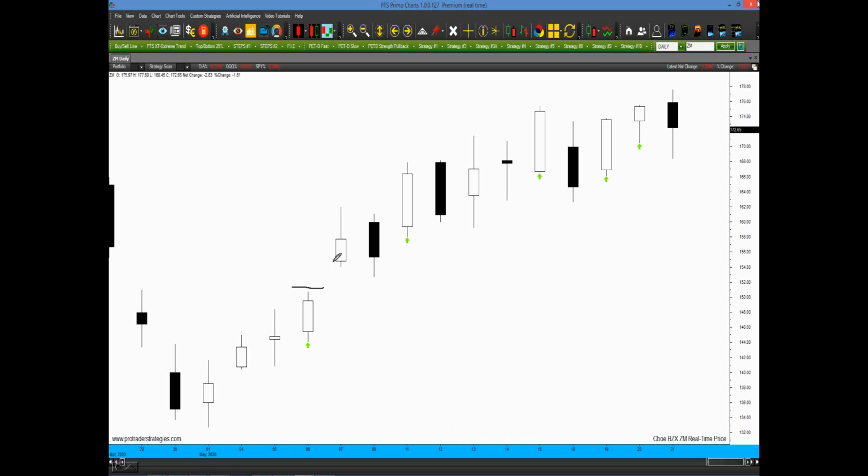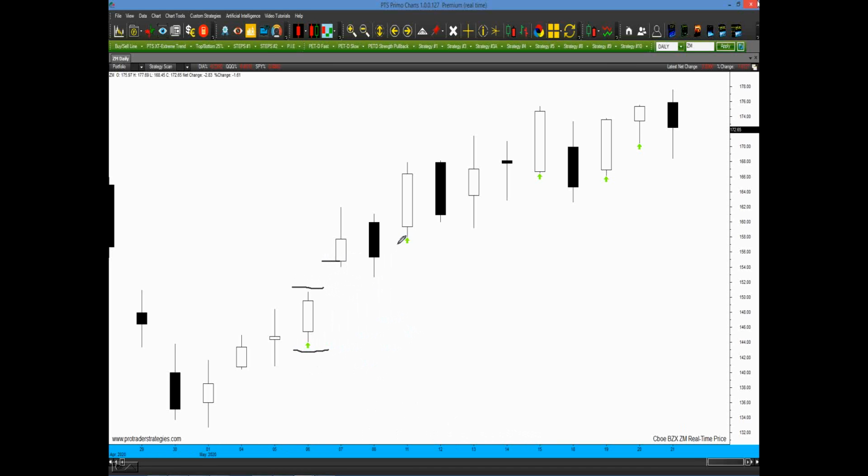Now we opened right here. So if you decided to stay in, you roughly would have been long about 155, and you place your stop right here. Now you're long at 155, your stop's right here, roughly about 142. If you wanted to take this trade, you could. If not, you said that's too much risk for me, so then you don't take it.